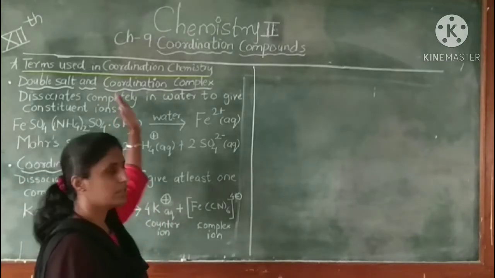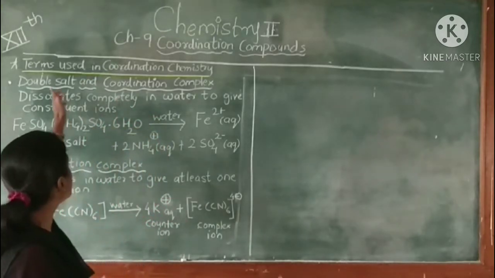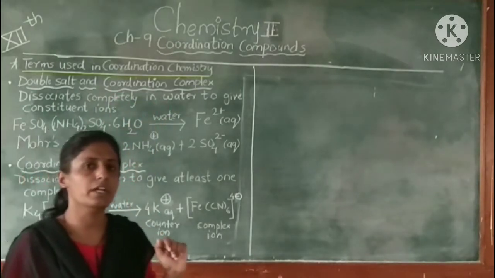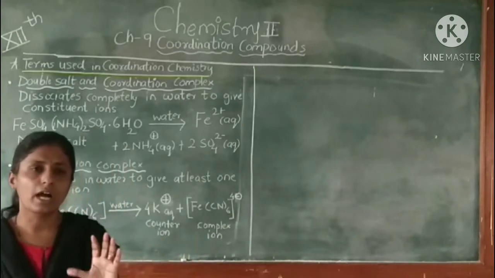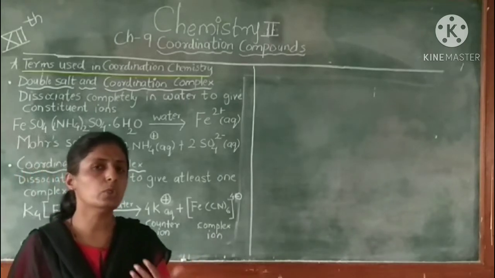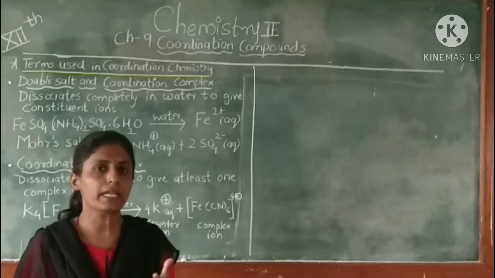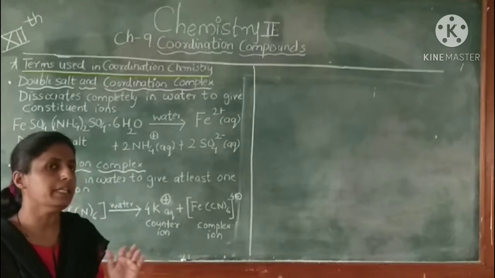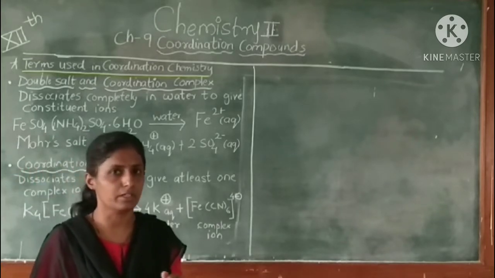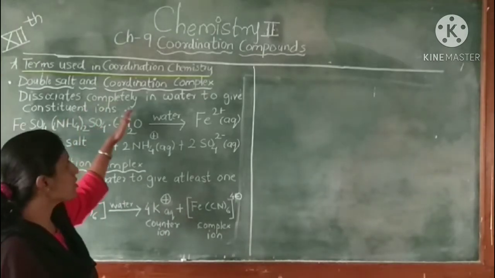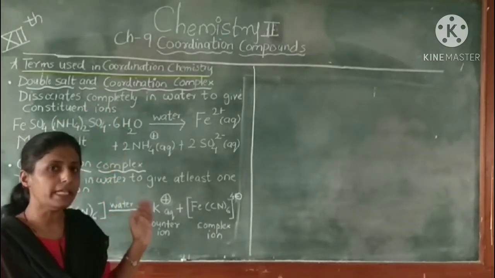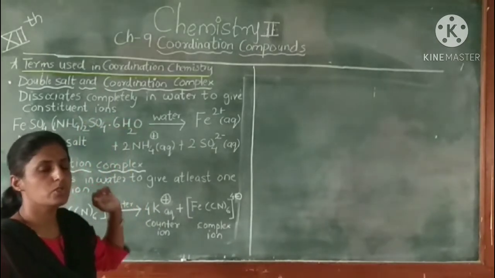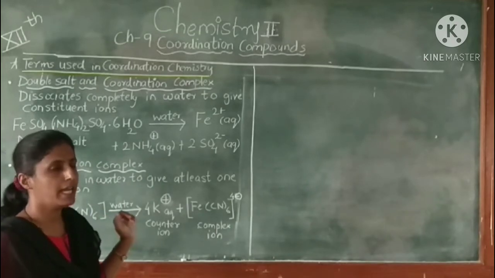Now the next term used in coordination chemistry is double salt and coordination complex. Both are molecular compounds in which two or more compounds are combined in a stoichiometric ratio to form the compound, but they differ in their ionization behavior. A double salt dissociates in water completely to give the respective constituent ions. Let's understand it with the help of an example.